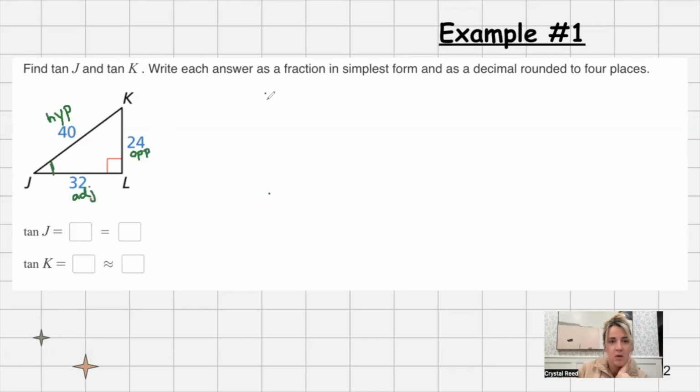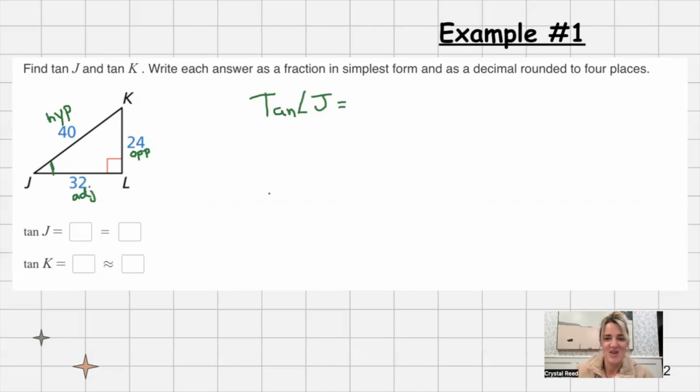Okay, so the tangent of angle J is going to equal the ratio. Hold on, Wrigley is absolutely eating something. Oh, no, he's not. Reggie, no. Hey, mom, mean mom voice.